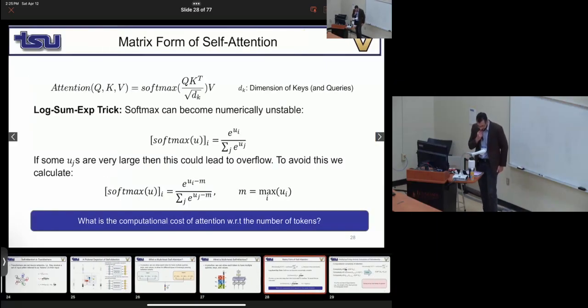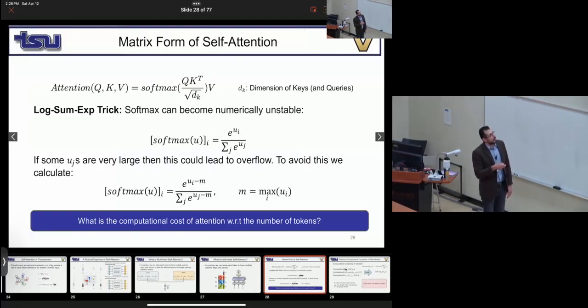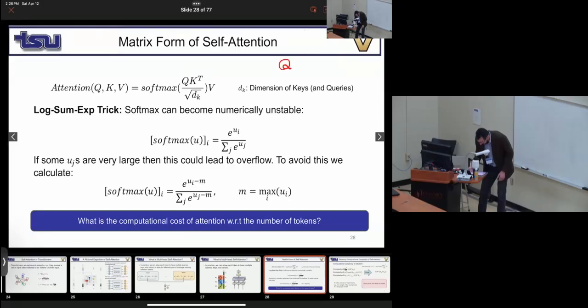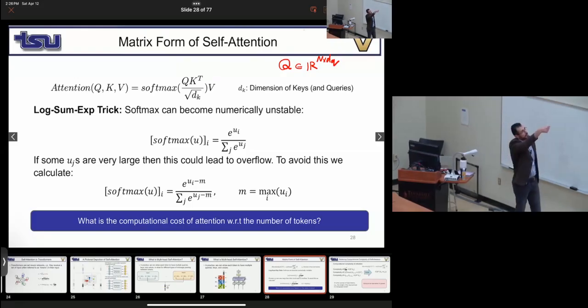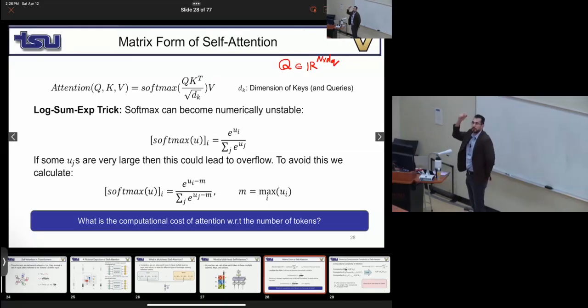So let's look at this attention and write it in matrix form. We saw what queries are. This query matrix is going to be n by d_q. I'm writing Q to be n by d_q, and K is n by d_q as well. So when we calculate the transpose, it's going to become d_q by n. And the numerator QK transpose is going to be an n by n matrix.